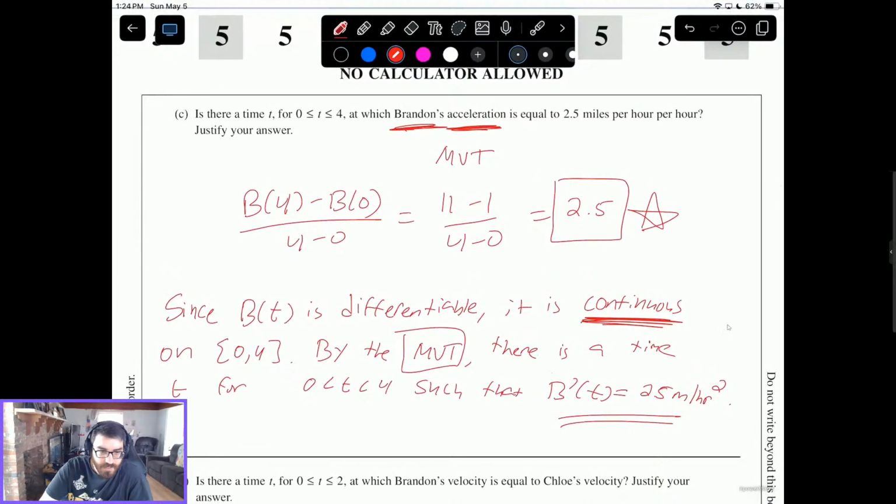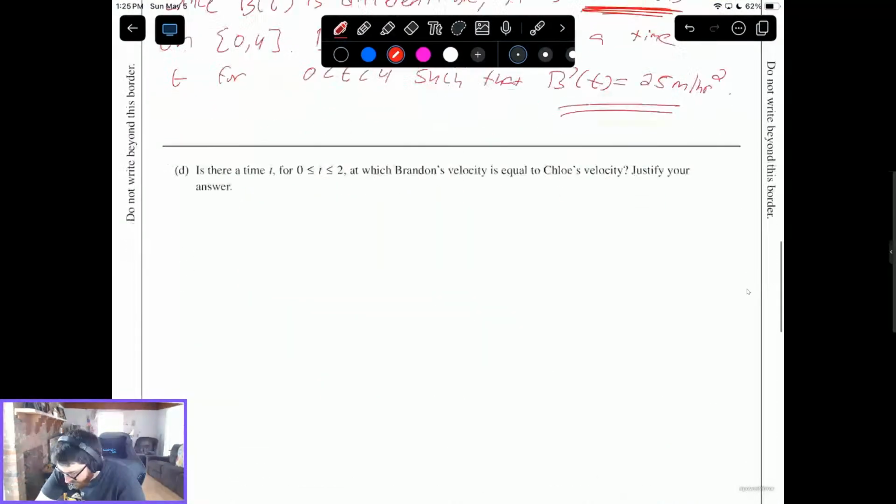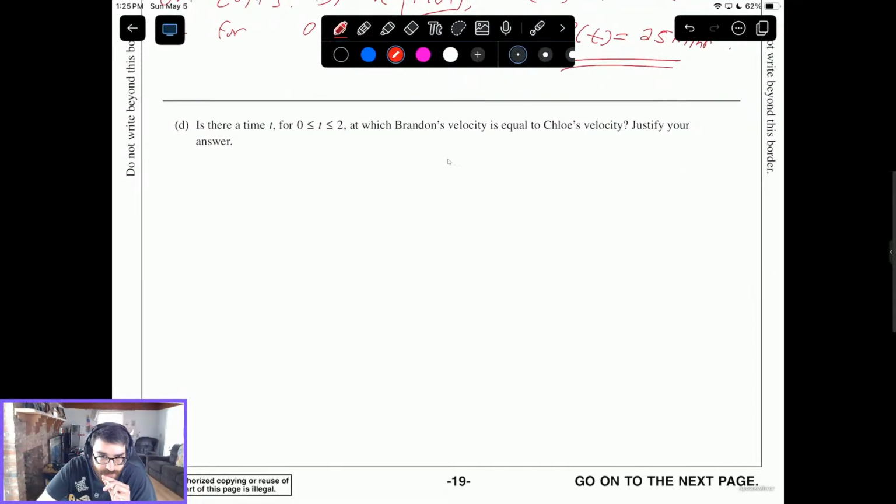Okay. All right, we're on letter D, and I'm probably going to run out of my 10 minutes in a second here, but we're going to do as much as we can. Is there a time t between 0 and 2 at which Brandon's velocity is equal to Chloe's velocity?